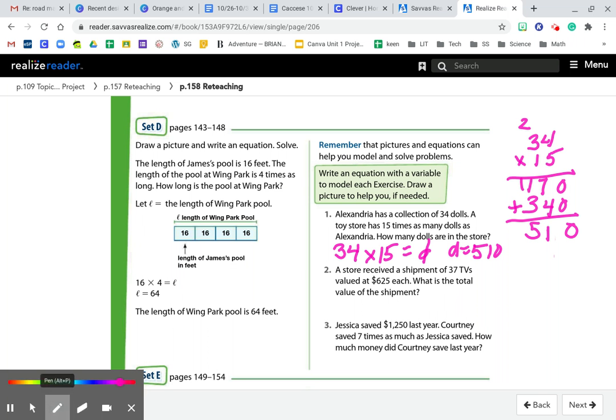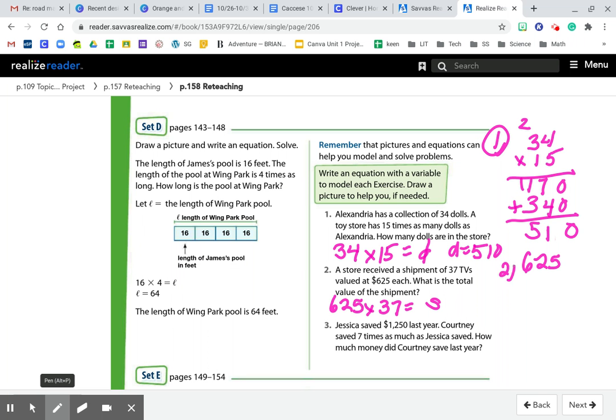Number 2, a store received a shipment of 37 TVs valued at $625 each. What is the total value of the shipment? So we're having 625 times 37 equals whatever our shipment total is. So we're doing 625. This is number 1. This is number 2. Times 37.